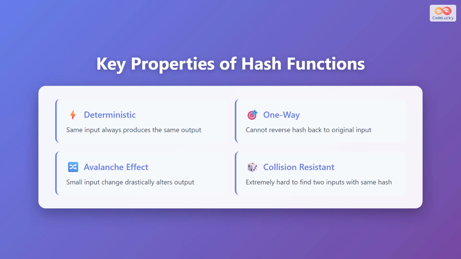Hash functions have four essential properties that make them cryptographically secure. First, they are deterministic, meaning the same input will always produce the same output. Second, they are one-way functions, which means you cannot reverse the hash to recover the original input. Third, they exhibit the avalanche effect, where even a tiny change in the input causes a drastically different output. Finally, they are collision-resistant, making it computationally infeasible to find two different inputs that produce the same hash value.